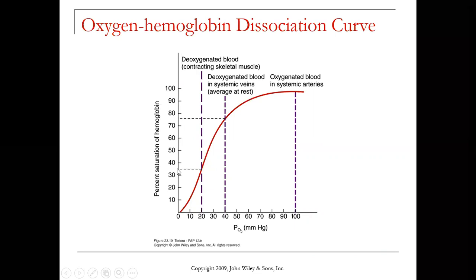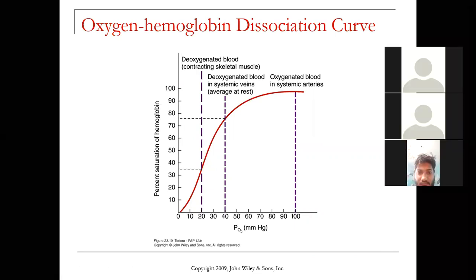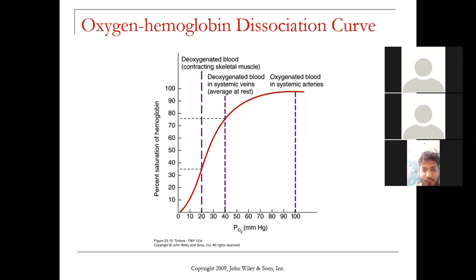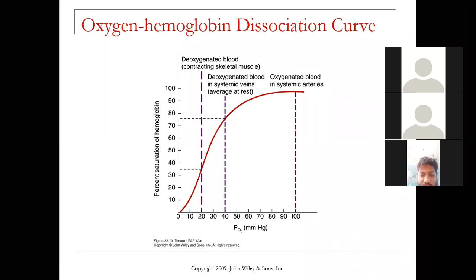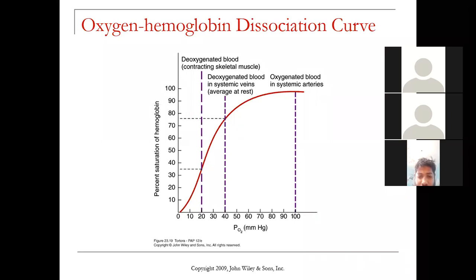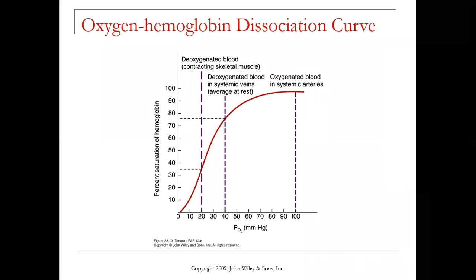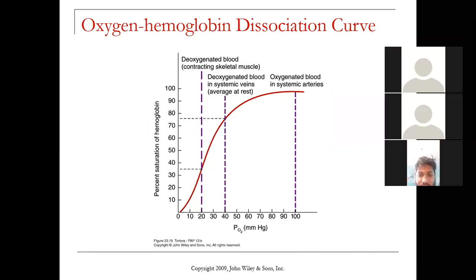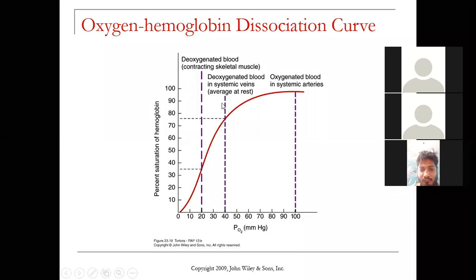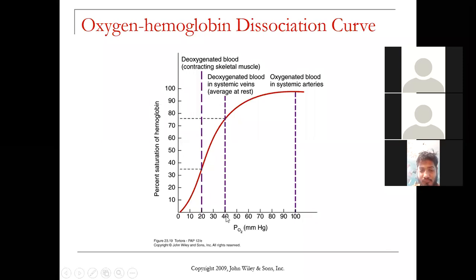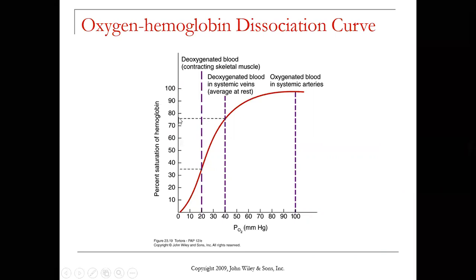That you will see in the contracting skeletal muscles with the deoxygenated blood. In contracting skeletal muscle supplied with deoxygenated blood, the percent saturation of the hemoglobin is only 35%, and the partial pressure of the oxygen over there is only 20 millimeter of mercury. Whereas in the deoxygenated blood in the systemic veins at rest, 40 millimeter of mercury is the partial pressure of oxygen, and 75% is the percent saturation.